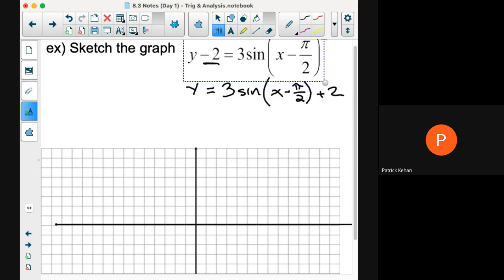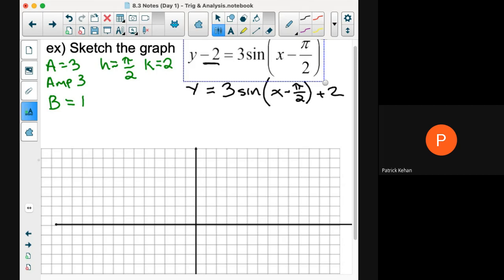So in this case, the angular frequency doesn't really show up as a value, which means it's 1. And then I just go through and identify critical parts. So my A value is 3, which means my amplitude is 3. My H value is pi over 2. My K value is positive 2. And my angular frequency, my B value, is going to be 1 right now.